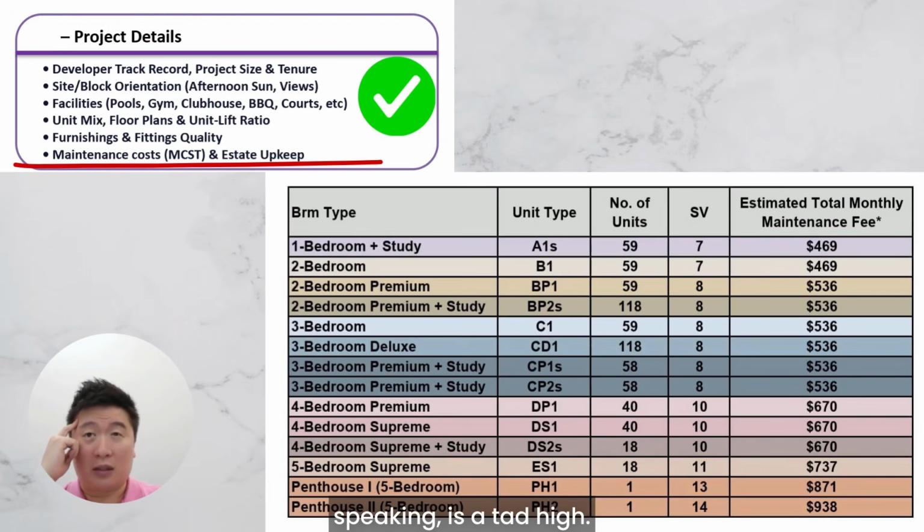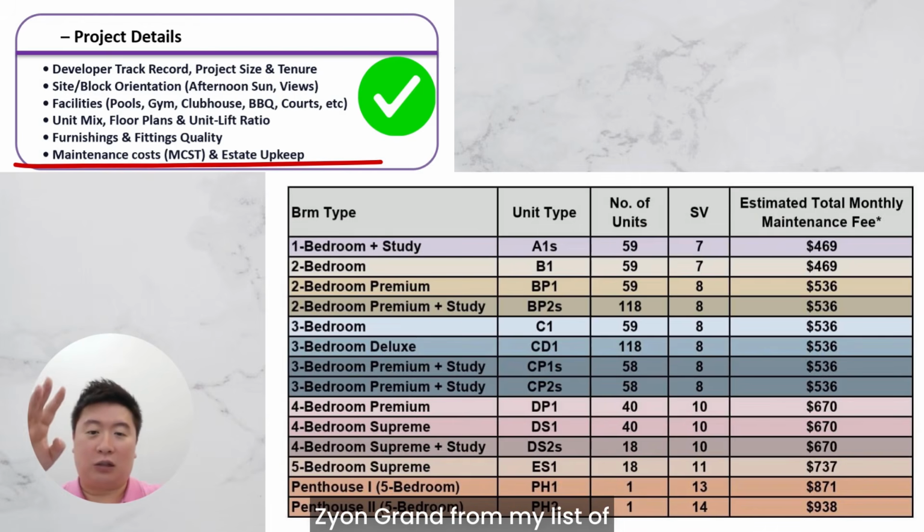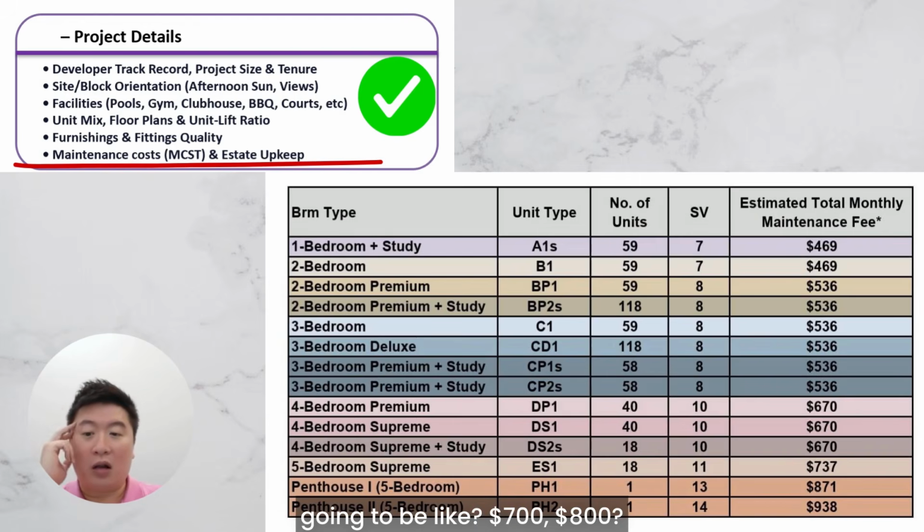So 536, honestly speaking, is a tad high. Most new launches now are like 420 to 464, and there are some that are like 390. So 536, yeah, it's a little expensive. And initially, the word on the ground was that 536 doesn't include car park charges. If that was the case, I would have immediately removed Zion Grand from my list to consider to purchase. Seriously. Because if you include car park charges, then what's your monthly maintenance fee going to be like? 700, 800? Way too much.